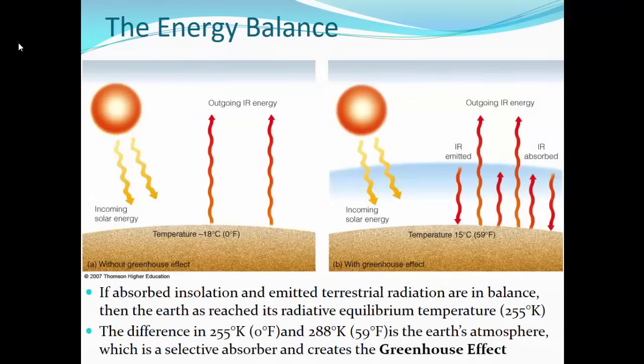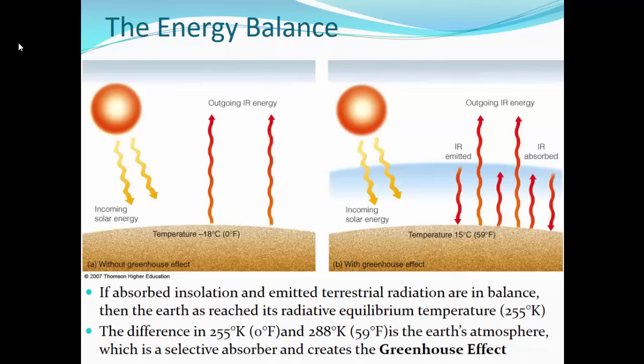So how does that look? The picture on the left is no atmosphere. The picture on the right is the atmosphere as it is now. On the left, the sun's incoming shortwave radiation is absorbed by the Earth, and then it's re-radiated as outgoing infrared radiation. Without the greenhouse gases, the average temperature of the Earth is calculated to be about 18 degrees below 0 Celsius, or 0 degrees Fahrenheit, so well below freezing, no liquid water.